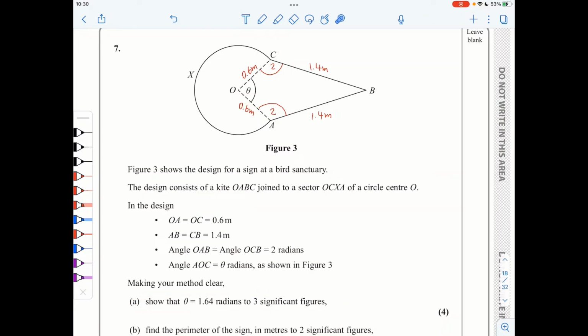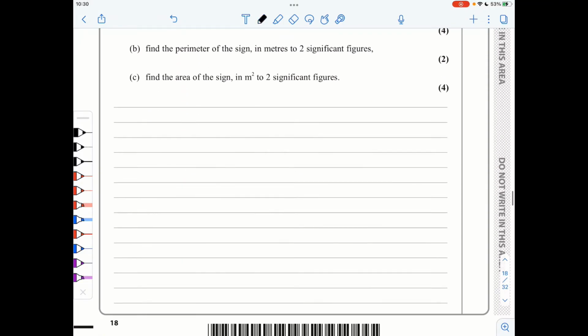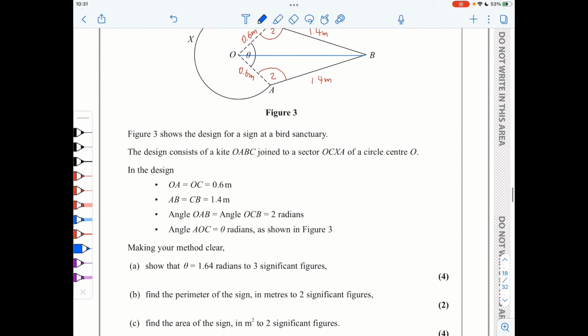And what I will actually do is draw the OB line and use the cosine rule to find the length of OB. I could work in this triangle here and just say that OB squared is equal to 0.6 squared plus 1.4 squared minus 2 times 0.6 times 1.4 cosine of 2. Remember, your calculator has to be in radian mode, and this is 3.0191, and I take the square root to give me a value of 1.73756 meters. I will add this on the diagram, so this is the 1.73756 meters.